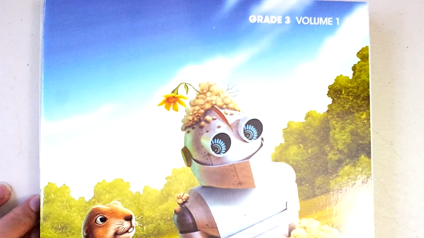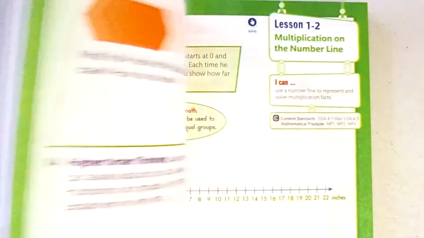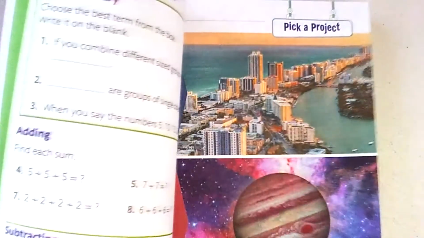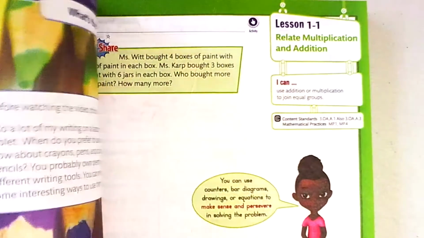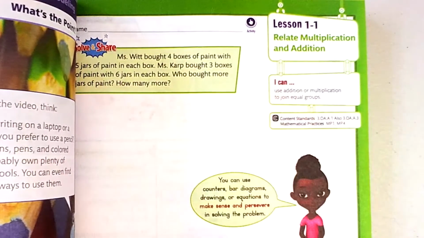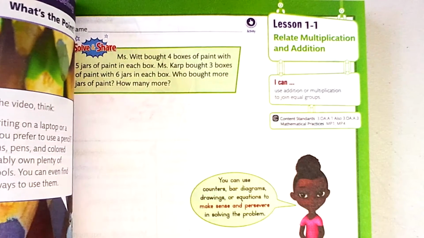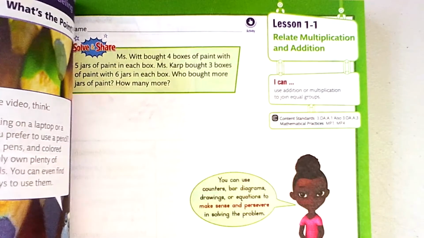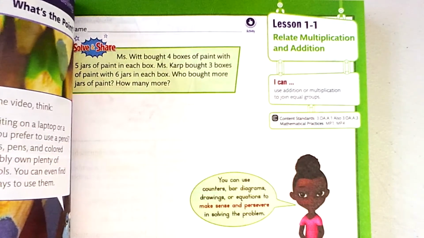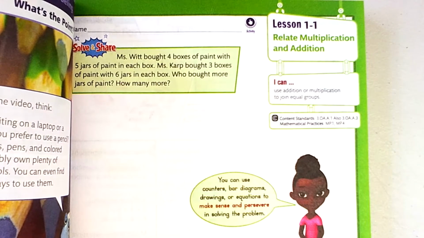We're going to be going over topic one, lesson one today. Topic one talks about relating multiplication and addition. Before we get started in our book, we're going to go over some examples that are available online through your online login to the curriculum.